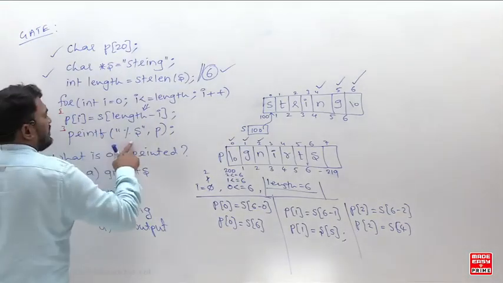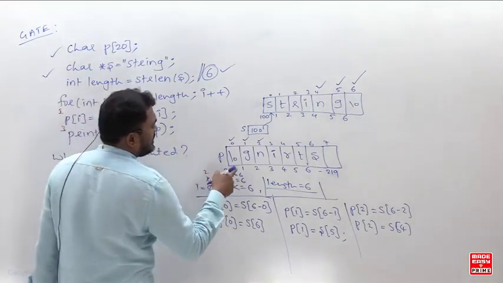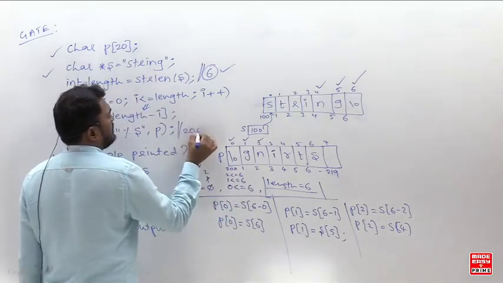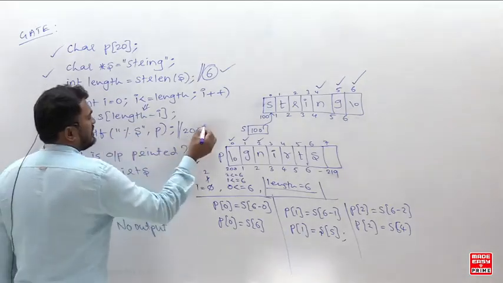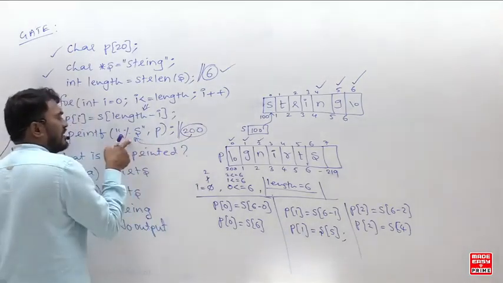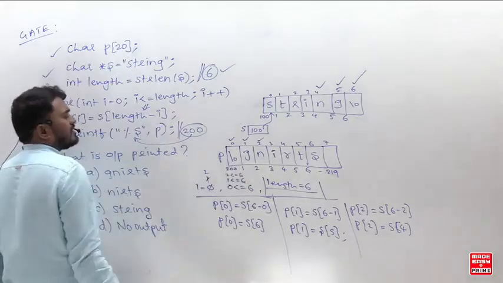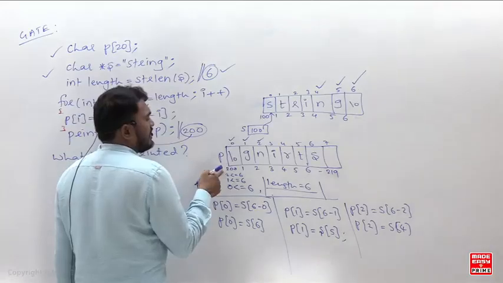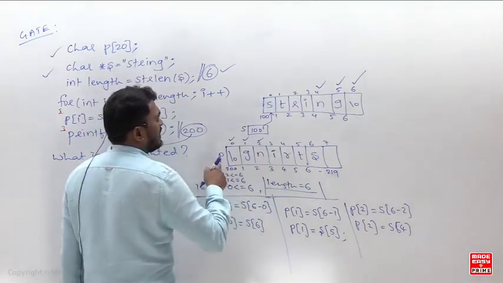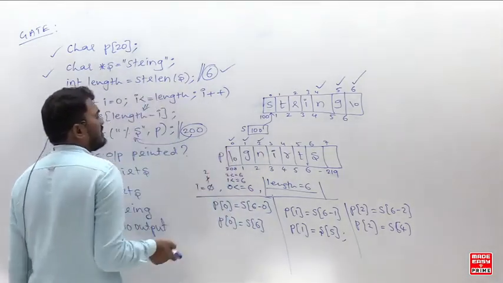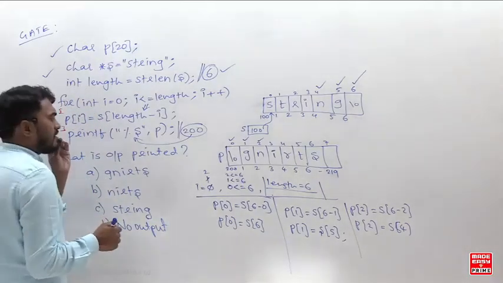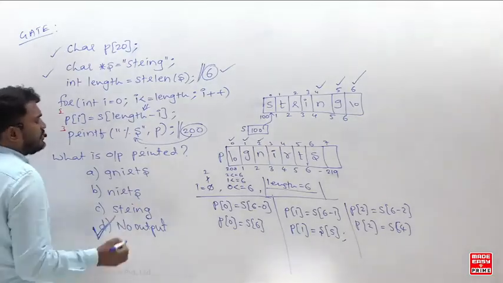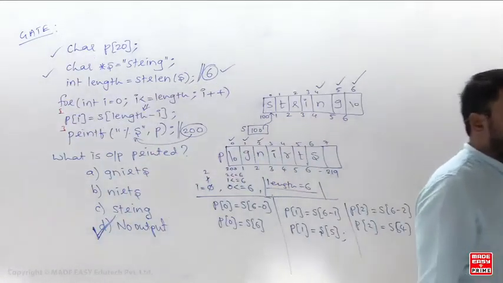Next, when you say printf percentage s, P. Now tell me, P means what? Base address. What is the base address of this? 200. The percentage s requires the base address, and you are providing the base address. So from the base address 200, it will print all the characters until the null character. But the first character is the null character. So by looking at the null character, it will assume that is the end of the string and no output is printed on the screen. So the right answer is D.